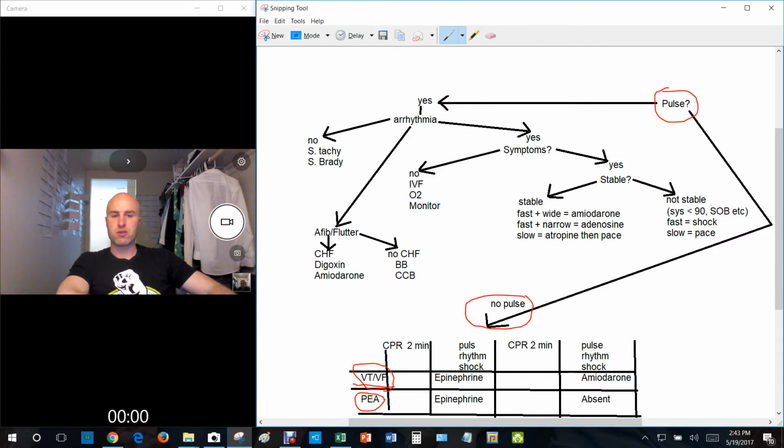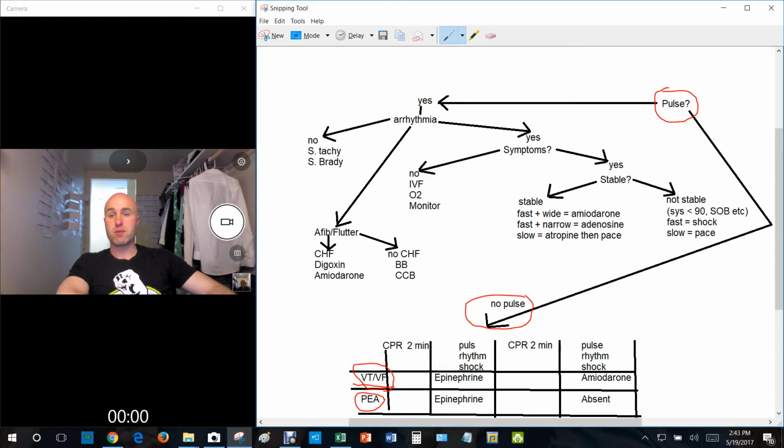Whereas in pulseless electrical activity, you give epinephrine, and then you don't give anything for 2 minutes, and then you go epinephrine, and then 2 minutes where you don't give anything, and then 2 minutes and epinephrine. Follow that cycle that way. I was remembering to do the pulse, rhythm, shock, all that.